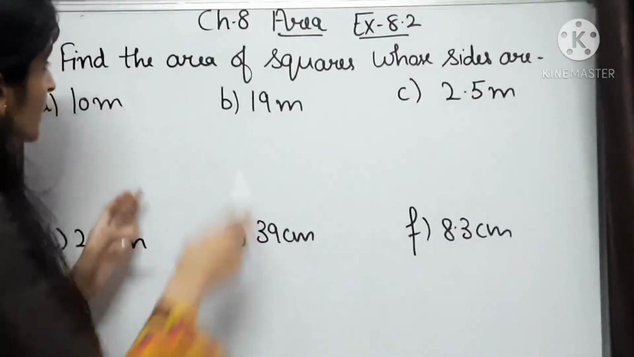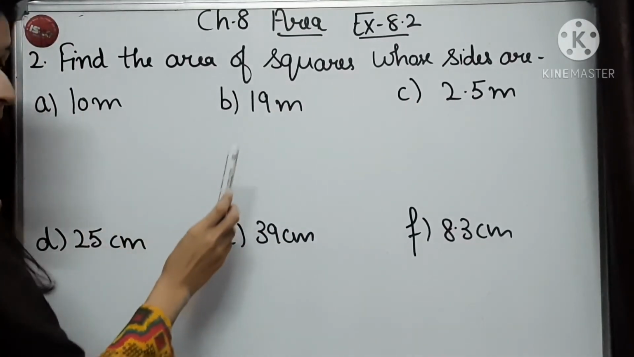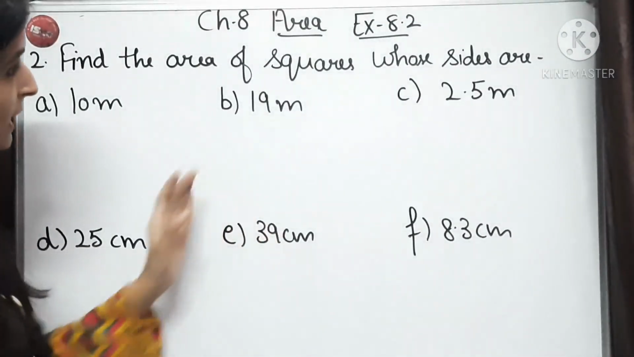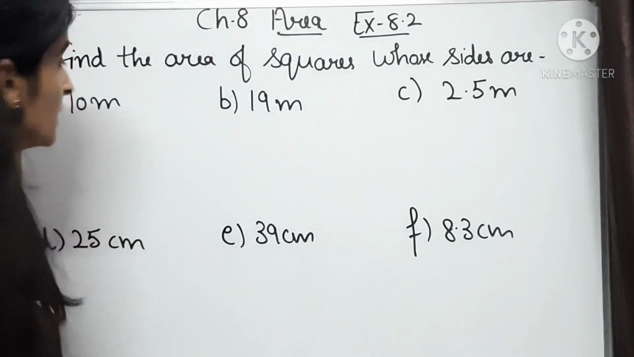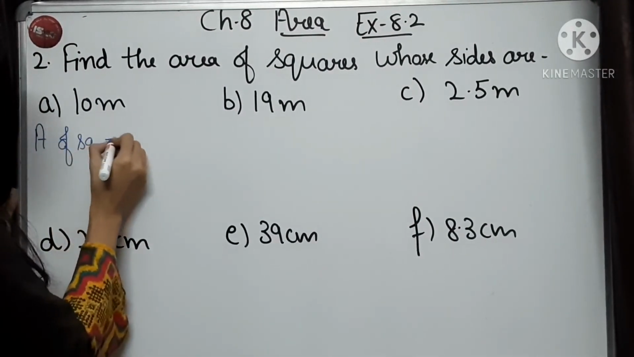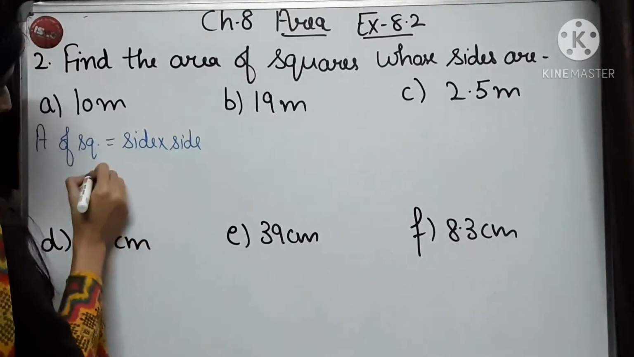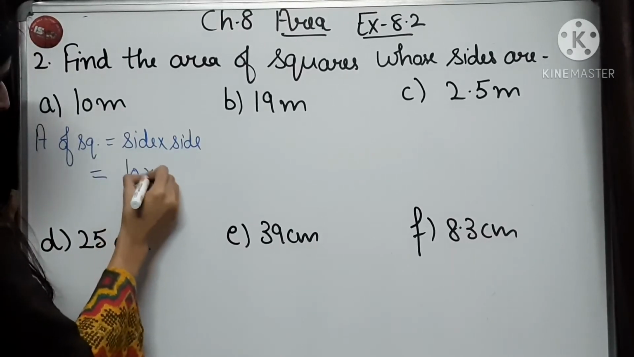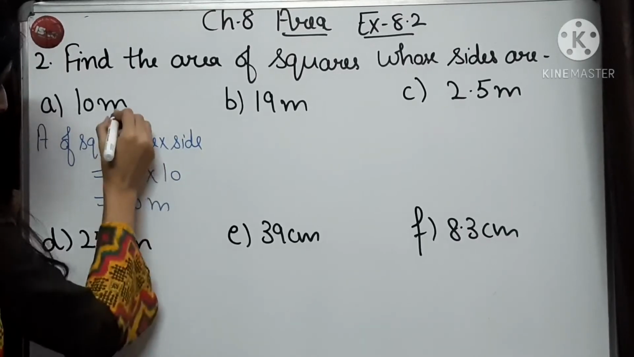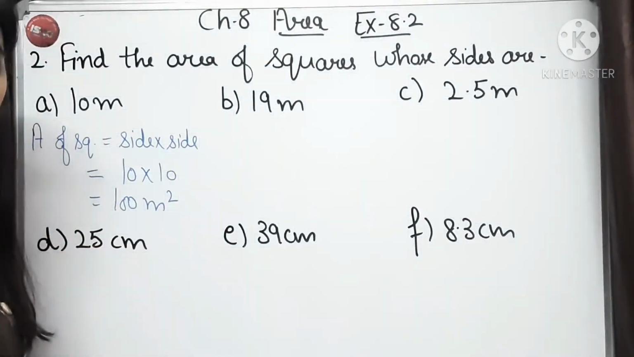Now question number 2 is find the area of squares whose sides are 10 meter. Okay, and likewise we have given the sides in all the parts and we have to find out the area of squares. And the formula for finding the area of a square is side multiplied by side. So for that we will multiply 10 by 10. 10 tens are 100. So 100 meter square will be the answer.